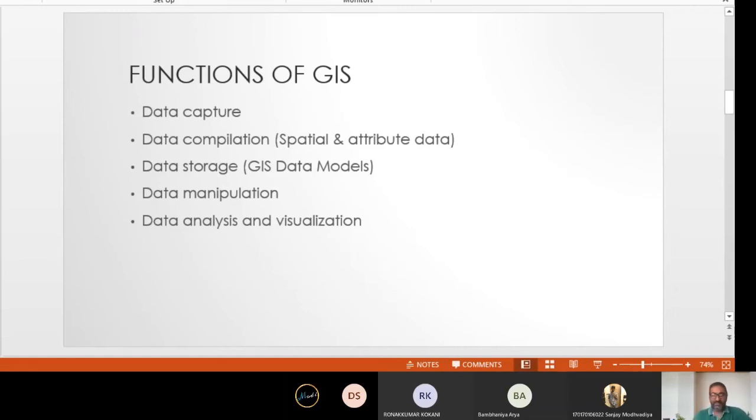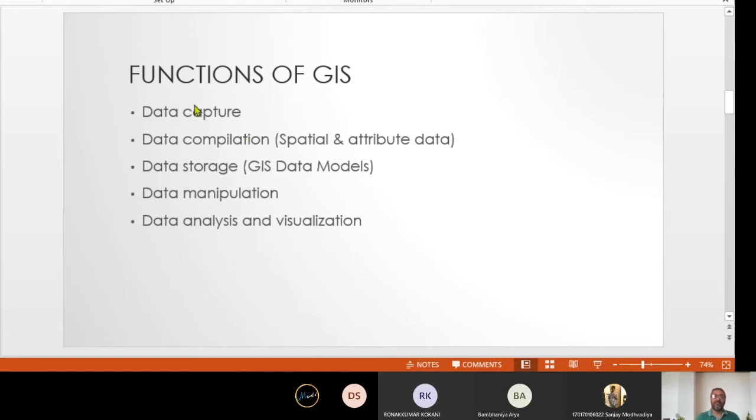And data storage is a very interesting and very important function of GIS. For data storage, there are two types of data model in GIS. One is raster and the second is vector. Above, under data compilation, I have given you spatial data and attribute data. This is data about the object. Now these are the data models of storage.